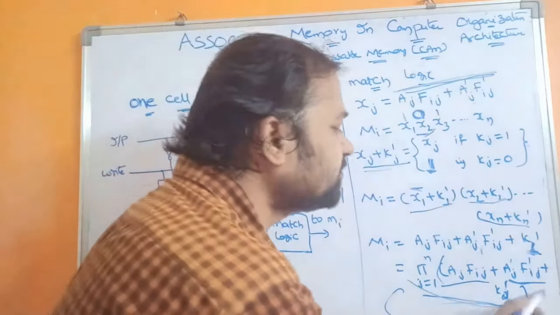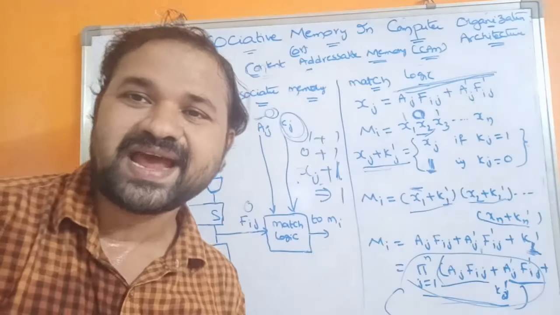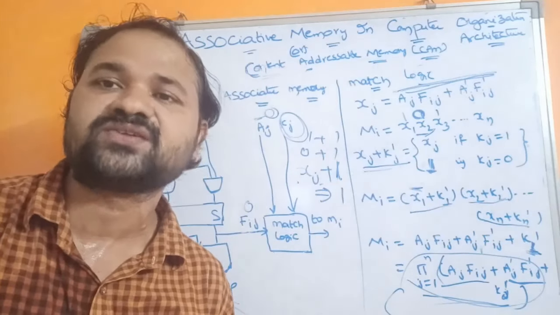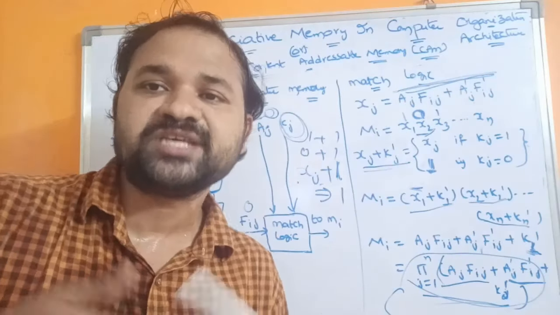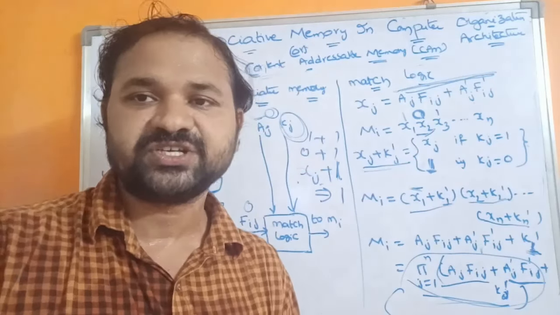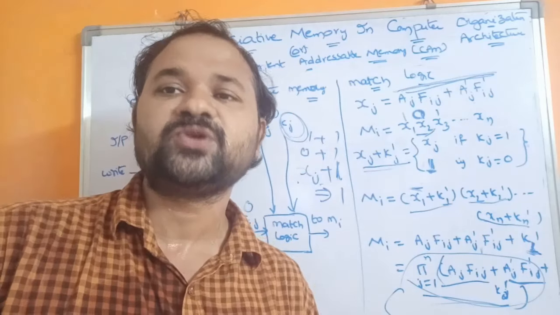If you want, we can represent this with the help of NAND gates, AND gates, with the help of a circuit also. We can represent this diagram. So this is about associative memory in computer organization. In the next video, we will start input-output organization.